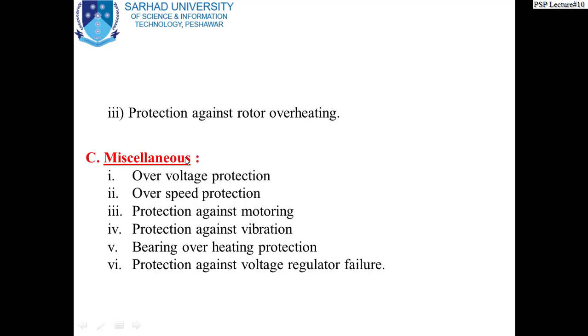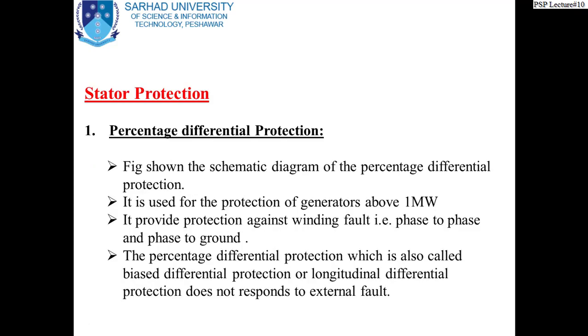Then, of course, we have some miscellaneous types of protections: over voltage protection, over speed protection, protection against motoring, protection against vibration, bearing overheating protection, and protection against voltage regulator failure. Gentlemen, go through all these points, whether minor or major. I'll explain all of them in the next interactive class, inshallah.